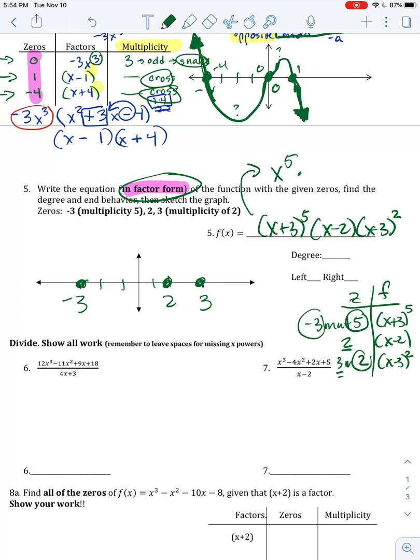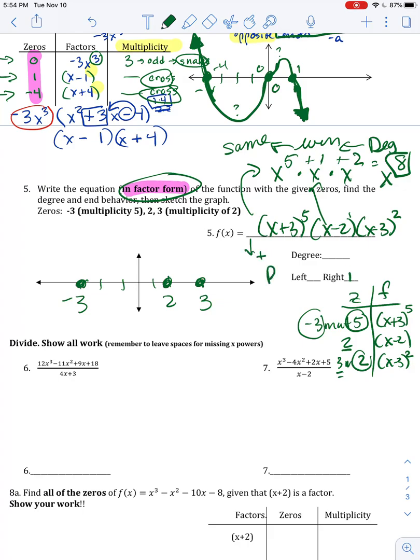Now, here's where I have to find out the degree. This x is to the 5th. I'm ignoring the numbers. This x is to the 1st, and this last x is to the 2nd. So I add up the powers, and that means I have a total of x to the 8th power. That, my friends, is my degree. It's even, so they'll have the same ends. There's not a negative out in front, so that means that it's going to be a positive.